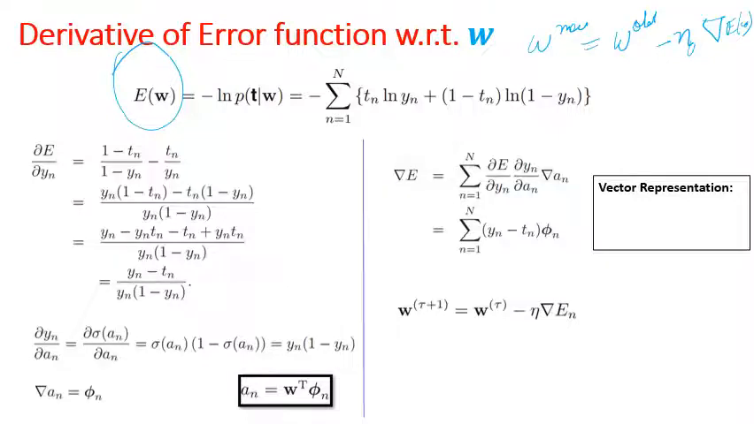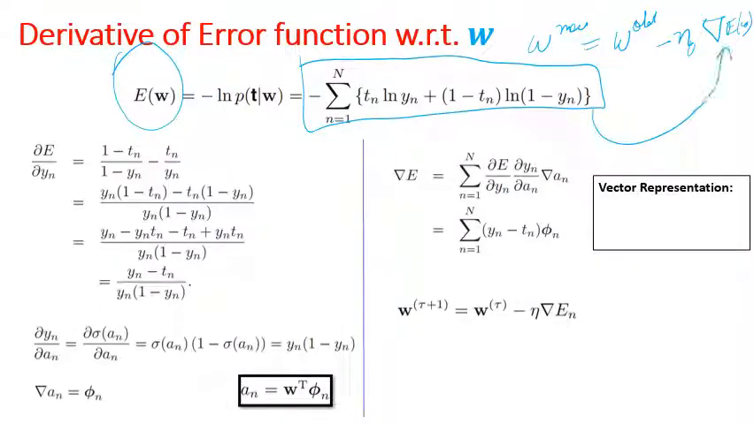So this is my error function. I need to take a derivative. First I calculate the derivative and then plug it here. This eta is a learning parameter, which is a step size. I have already discussed this in my previous lectures. Please go through those lectures to understand this further.